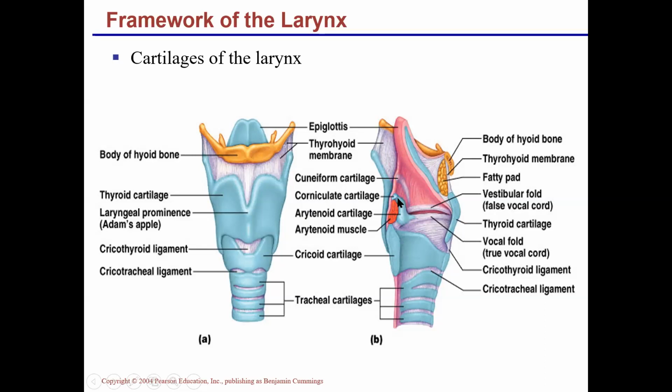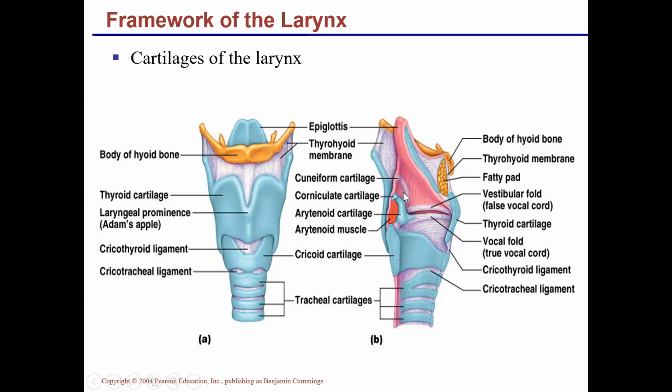I'll give you a function in a minute. And then on the lateral side, this arytenoid is more on the posterior lateral. And then on the lateral of this arytenoid cartilage, there's another one. It's called cuneiform cartilage. It's embedded in the connective tissue. This one is just for support of surrounding tissue here.